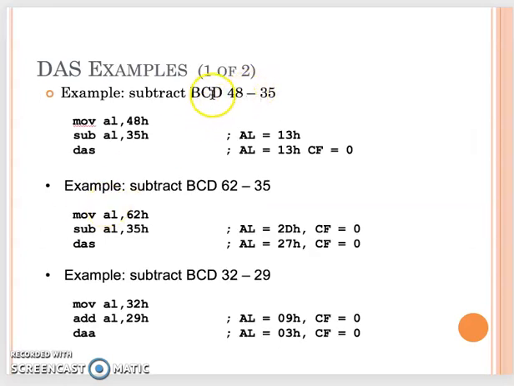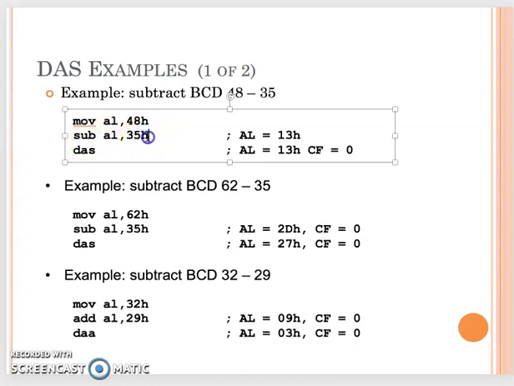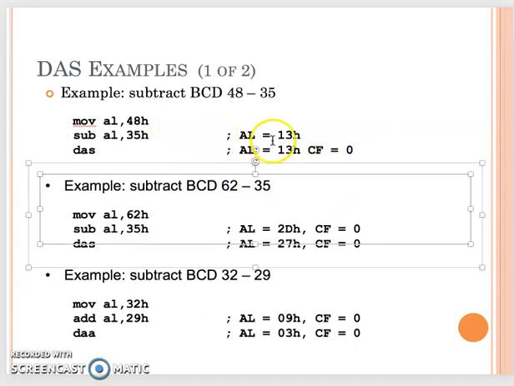For example, if your BCD is 48 minus 35, you will say AL is 48H, SUB 35H. So 48 minus 35 is 13, right? Yes, that's 13. Very good. Even after your DAS, you still get 13. The carry flag is 0 because you didn't borrow anything. When you don't borrow anything, hex and decimal are the same.